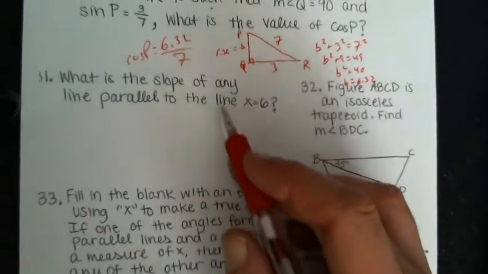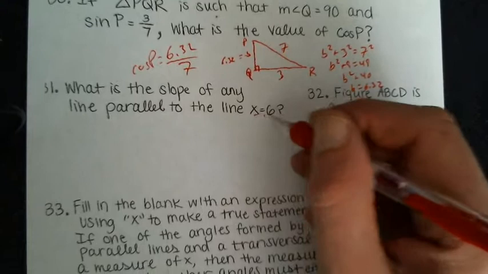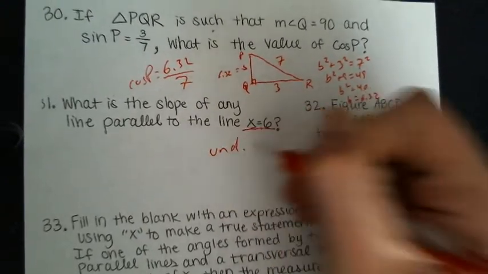What is the slope of any line parallel to x equals 6? Well, that's a vertical line. Vertical lines have undefined slope.